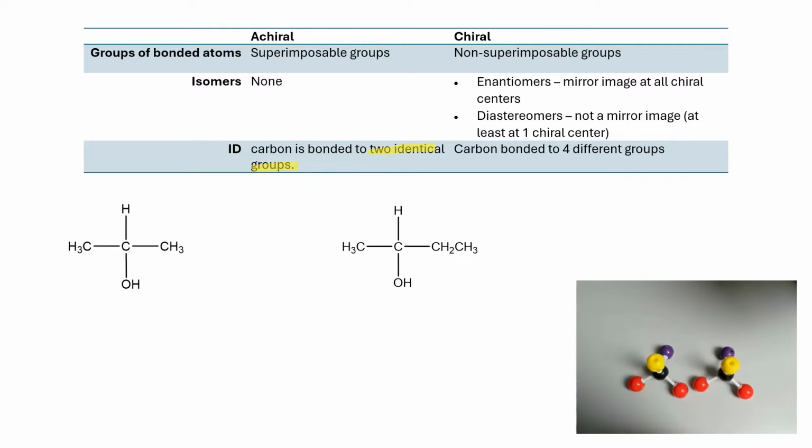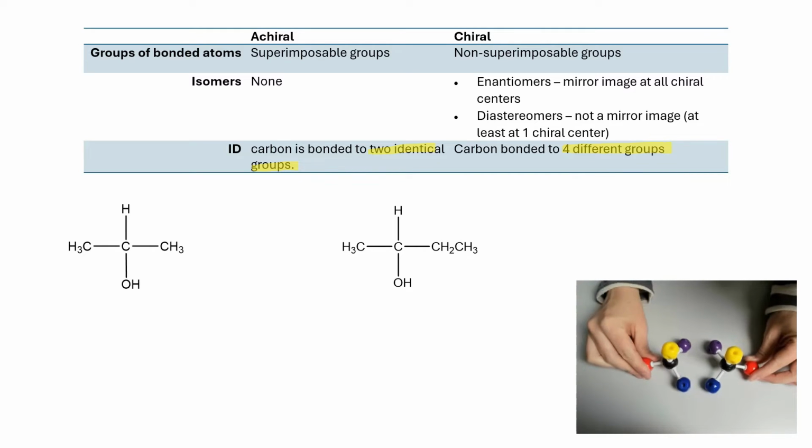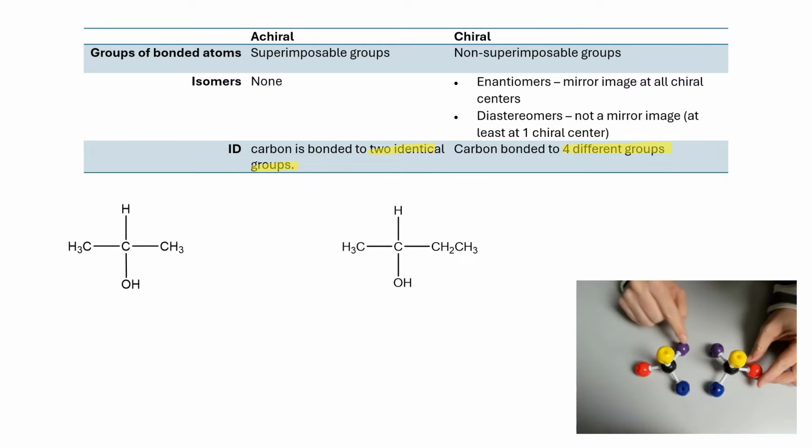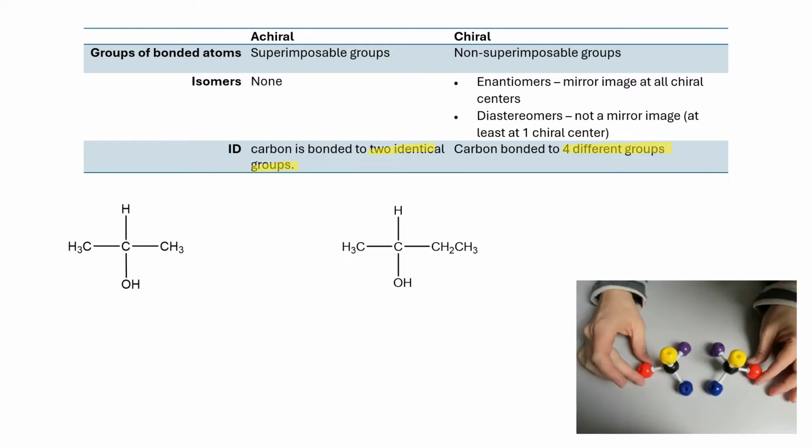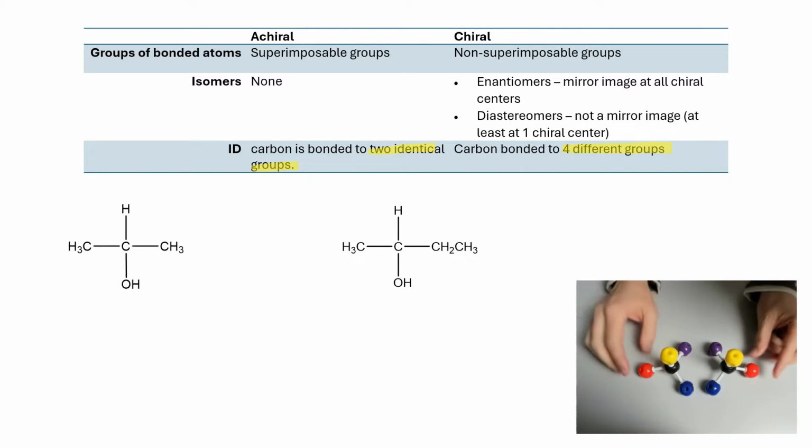It's chiral carbons that we really need to focus on. In a chiral carbon, the carbon we are investigating needs to have 4 different groups. And these 4 different groups cannot be superimposable, which means they cannot lay on top of each other and match up at every single point. Here there are 4 different groups. We have a yellow, purple, blue, and red group. Therefore, these carbons are chiral.